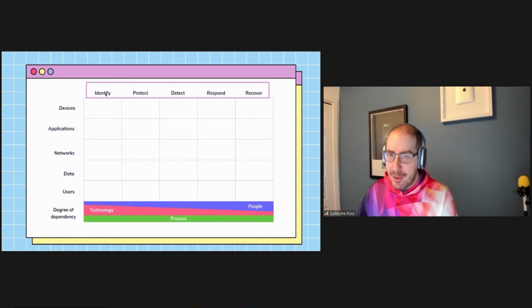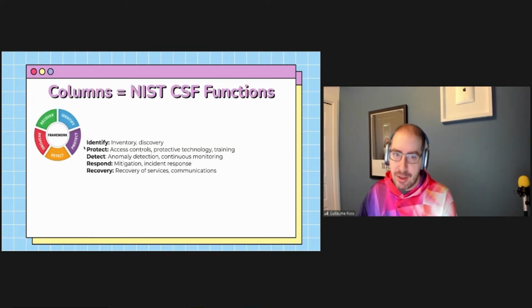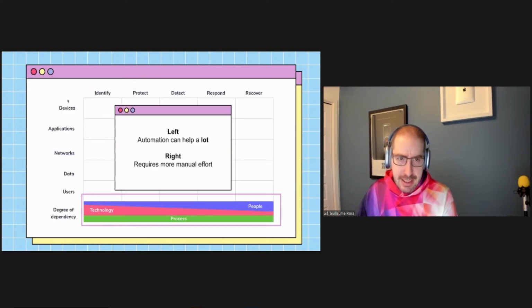So you can identify your systems all day long and you can protect them all day long, but if nothing ever went wrong, you would never detect anything, right? Like there's never any malware, there's never any attempted or successful attack, then there's nothing to detect, right? So keep that in mind when trying to see what fits where, right? If nothing goes wrong, then you cannot respond to something going wrong. Then on the left, we have the things we can automate a lot, as I was saying, and on the right, we have more manual effort.